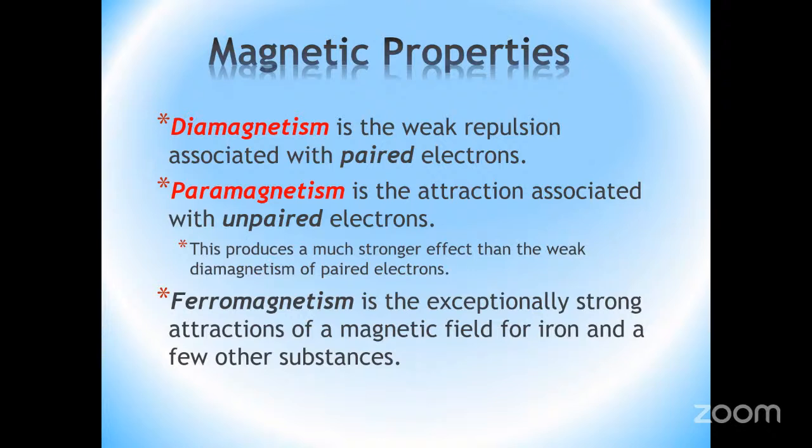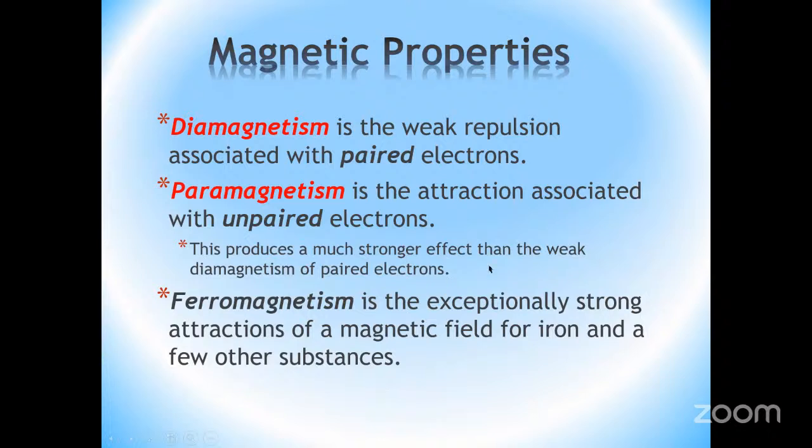Now, paramagnetism is more interesting because this is the attraction that a magnetic field will have for atoms or molecules that have unpaired electrons. So any structure that has unpaired electrons will display paramagnetism. And then the final one is called ferromagnetism, which is an exceptionally strong force of attraction between a magnetic field and iron and a very few other substances.